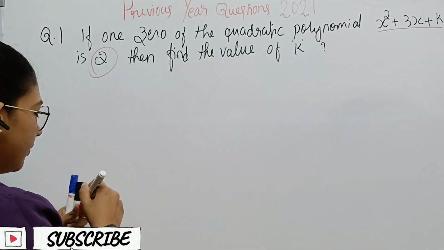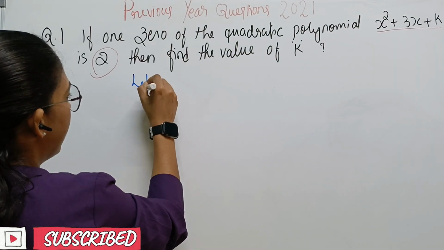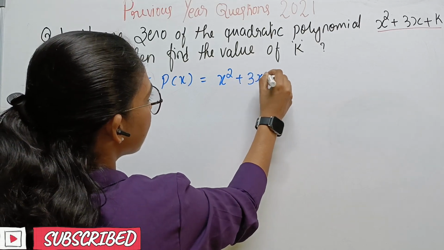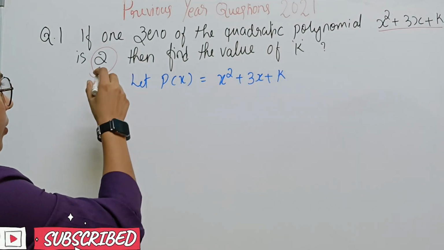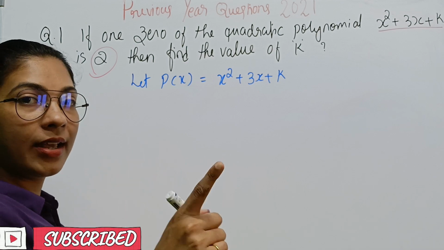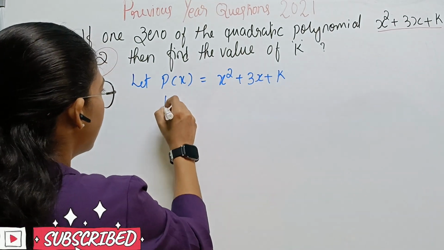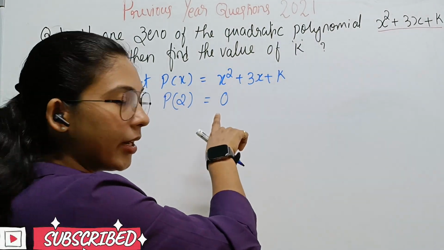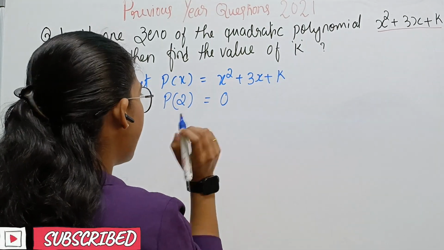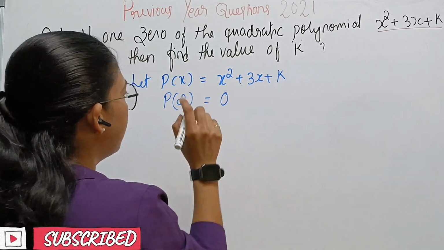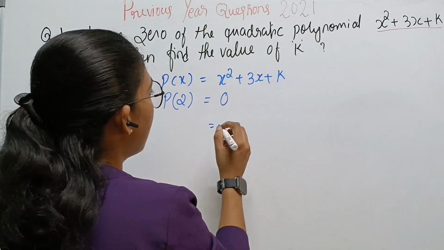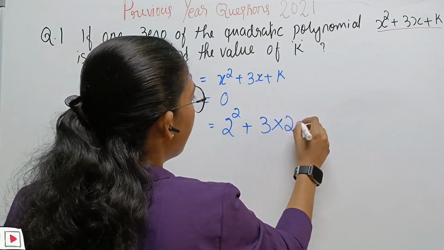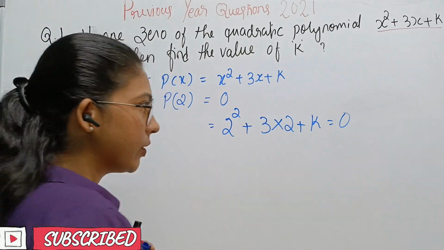So let p of x be equal to x square plus 3x plus k, and 2 is considered as one of the zeros of this polynomial. So we have to write like this: p of 2 should be 0. This is the condition of a zero of the polynomial. Now substitute 2 in this polynomial. We get 2 to the power 2 plus 3 times 2 plus k is equal to 0.